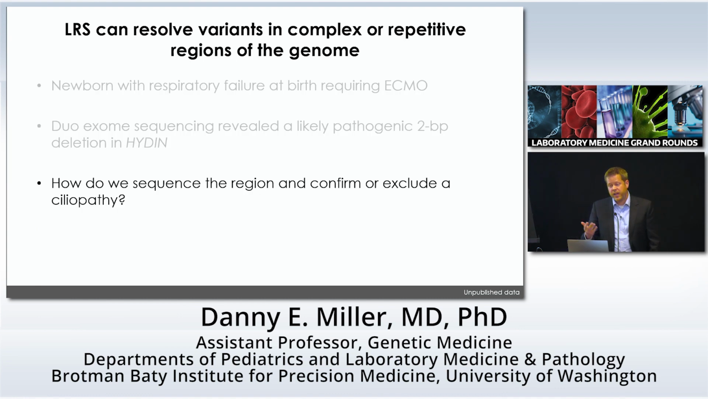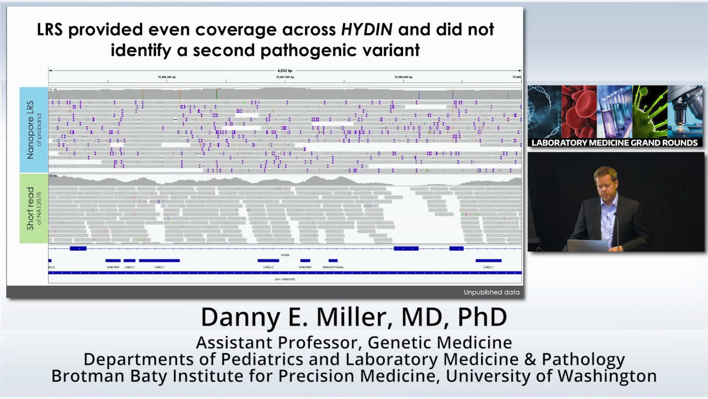So our question, and the family's question too, of course, was how do we actually sequence the whole gene, and how do we confirm or exclude a ciliopathy? Because the family was concerned about this. Do they need to see pulmonology long-term? Are there additional screening tests they need to do?